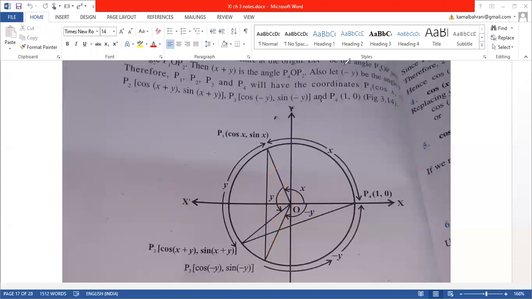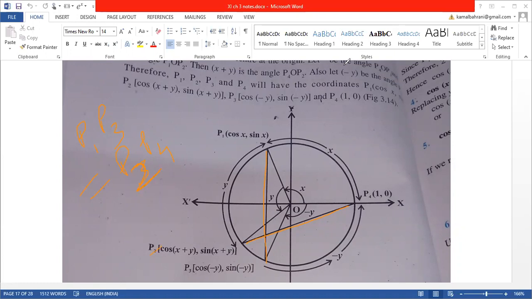So if these two triangles are congruent, then what can we say? The length P1 P3 will be equal to what? Sorry, P2 P4, not P3 P4. This point is P2. So P2 P4 and P1 P3 will be equal.